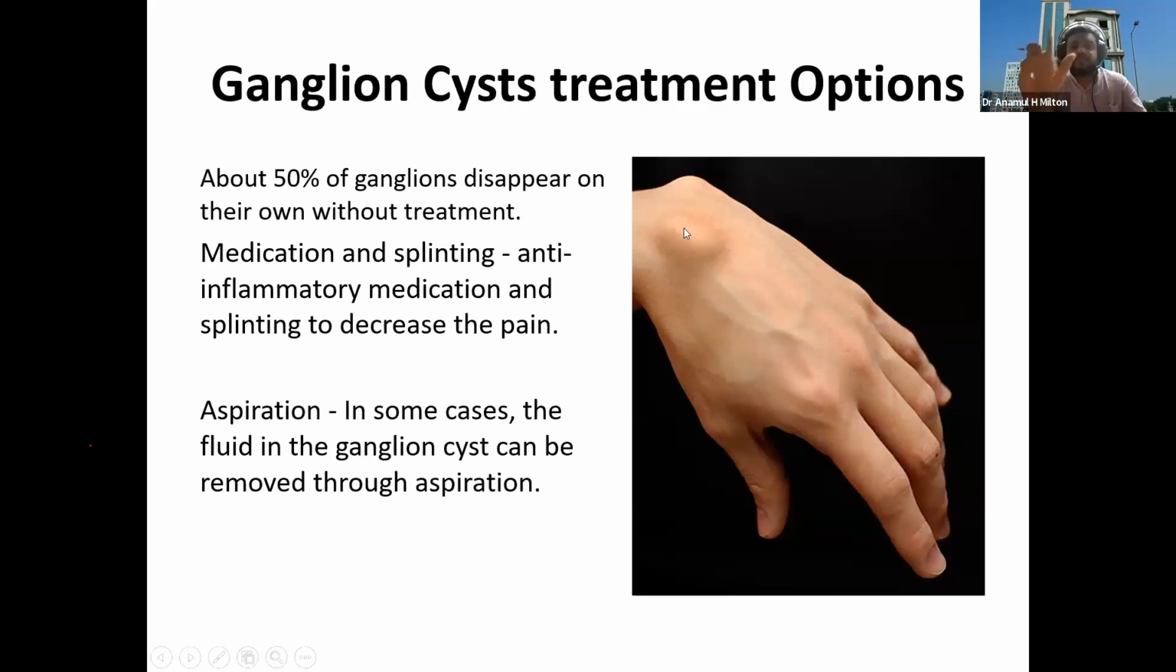So it is a swelling area. The swelling is mainly visible when the wrist is flexed, and many times it disappears when the wrist is straight. Very important, about 50% of the time this ganglion disappears. If it does not disappear, does not improve with medication and gradually increases in size, then we consider aspiration.